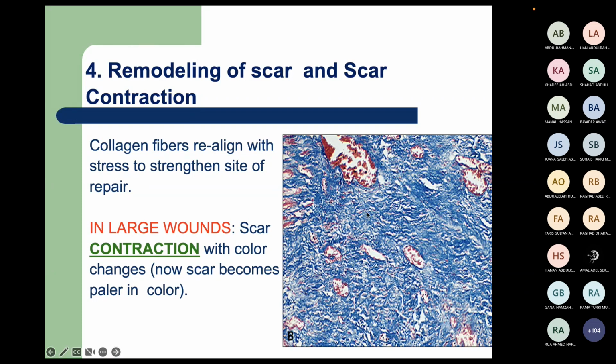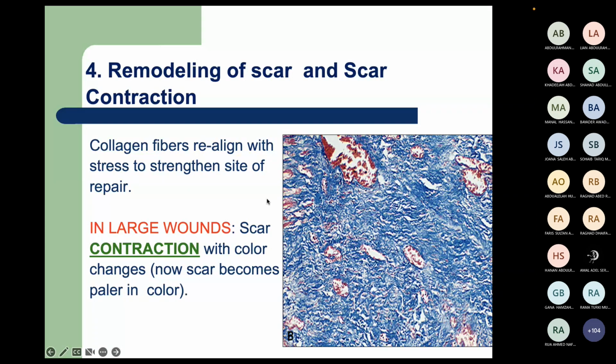And now they will try to be in line. They will realign; wherever there's more pressure, more stress, they'll go in that line. We'll see in the diagram also, collagen fibers realign with the stress to strengthen the site, to increase the strength of the repair site. So that is a good phenomenon which we'll see in the diagram.